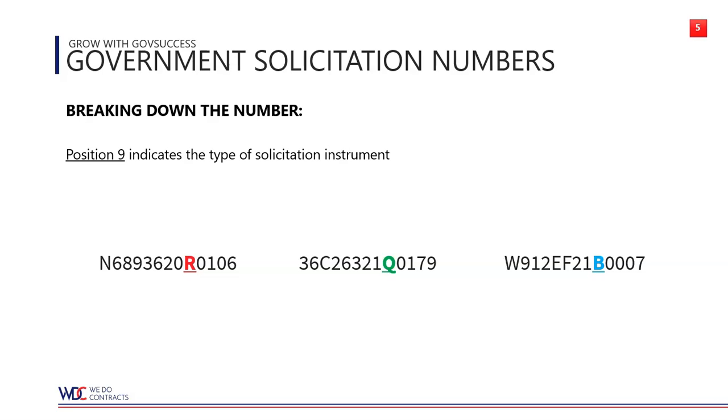Position number 9 is an alpha character. It has an R for request for proposal, Q for request for quote, and B for call for bids. We'll get a little deeper into this in just a few minutes and come back to these letters.